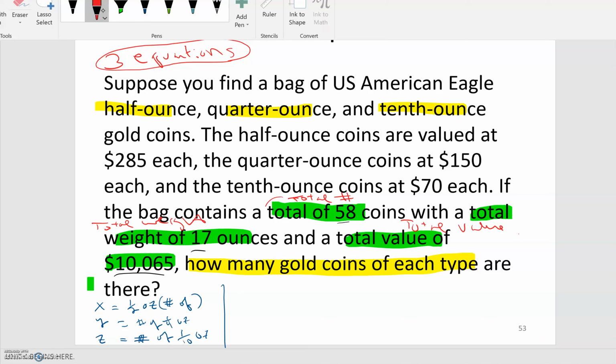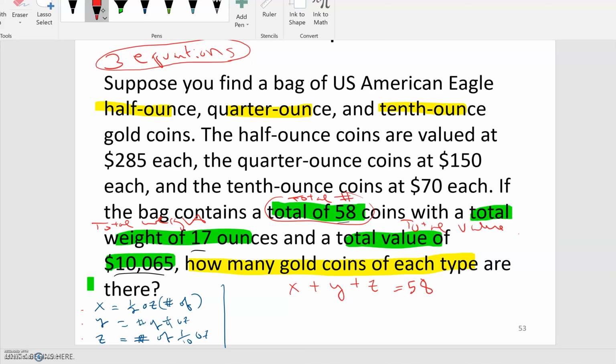Okay, so our total number of coins is 58. And this is simply the sum of X, Y, and Z, because X is the number of coins of half ounce, and similarly for Y and Z, it's just the number of coins. So X plus Y plus Z is equal to 58. Okay, so that's our total number.